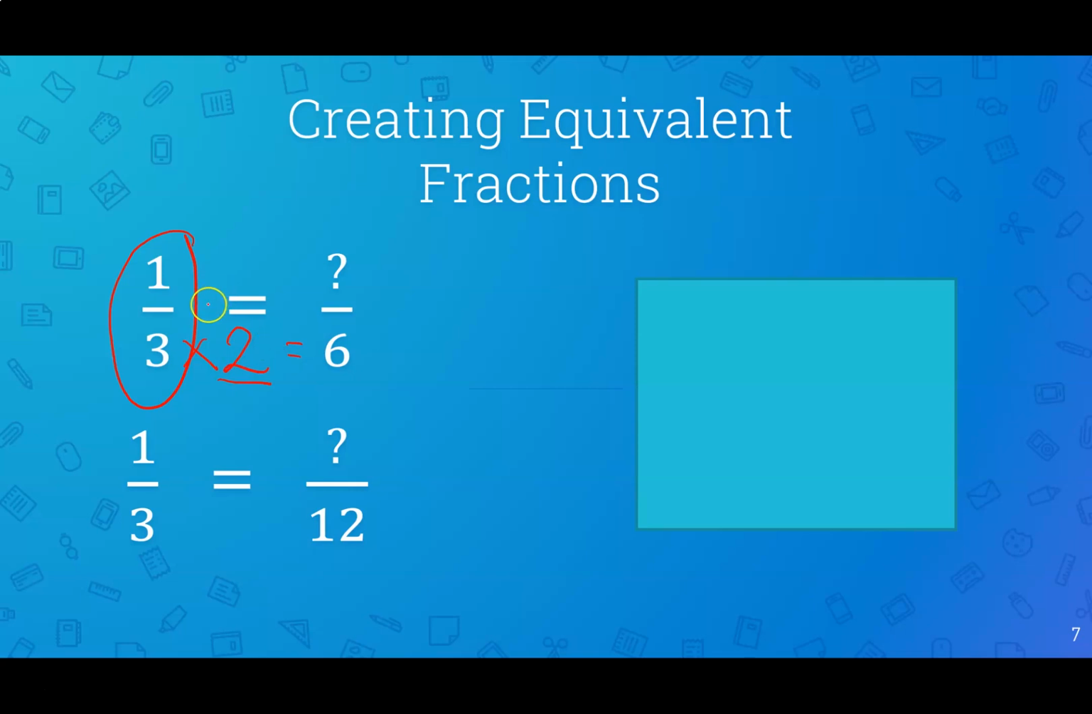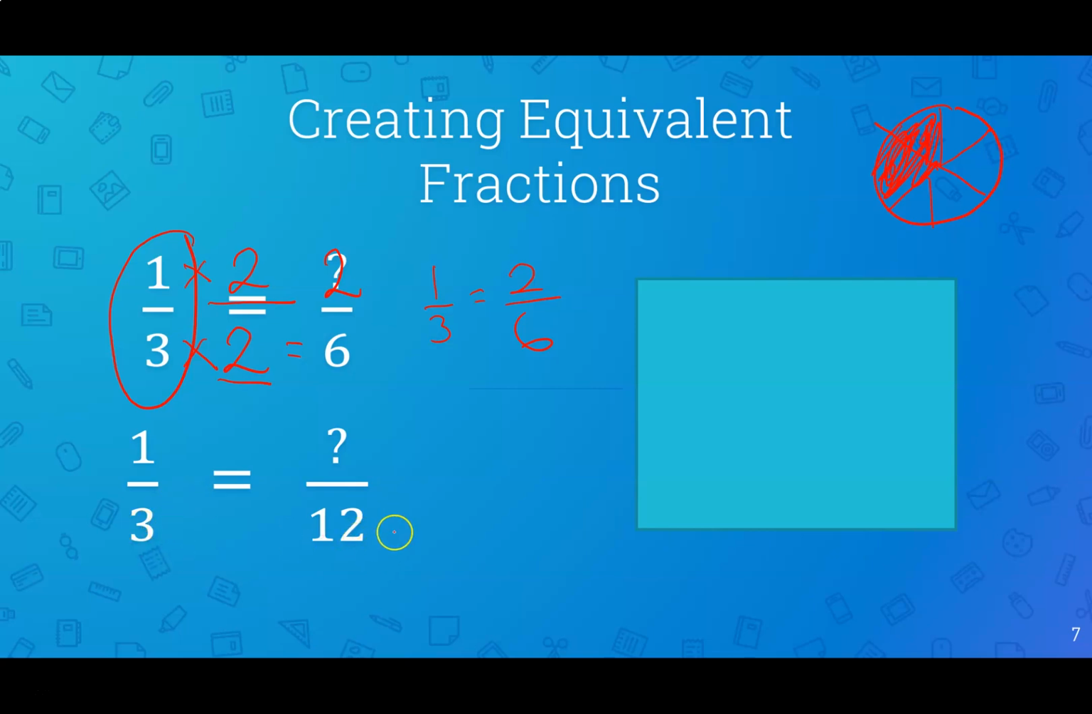But we must keep this fair. If we multiply the bottom by 2, we must also multiply the top by 2. 1 times 2 equals 2. So 1/3, I'll rewrite this, is equivalent or equal to 2/6. And if we remember back to our fractions unit, this makes sense because if we had a pie divided into thirds and we had one of those thirds, that would be the same as having 2/6. So if I go ahead and cut this pie now into 6, you can see that I now have 2 pieces, 2/6.